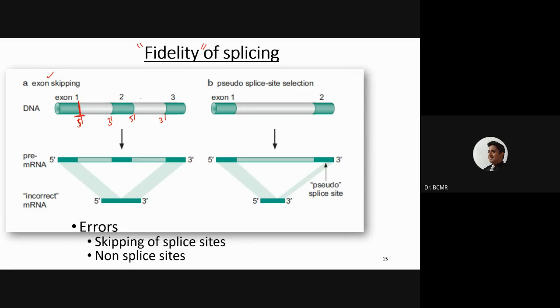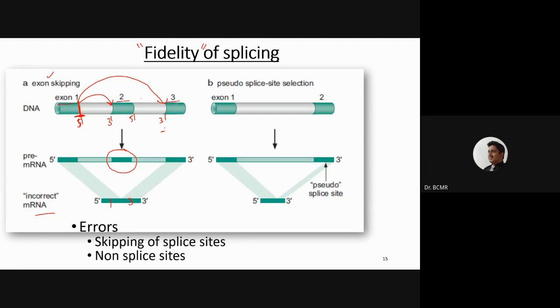This means the first 5' splice site can bind here like this, or it can also bind to another 3' splice site down the line. So if this is what happens, this exon is skipped, right? And so this is an incorrect mRNA consisting of exon 1 and exon 3, as shown here.